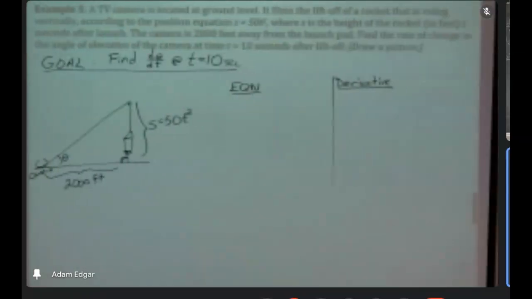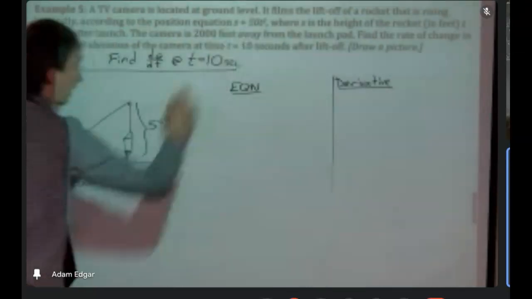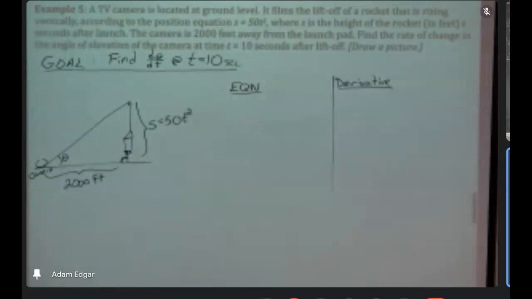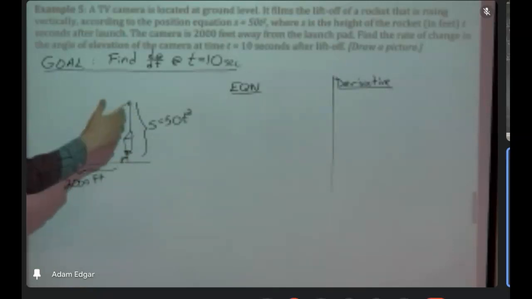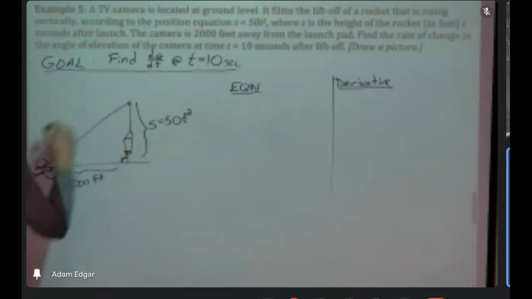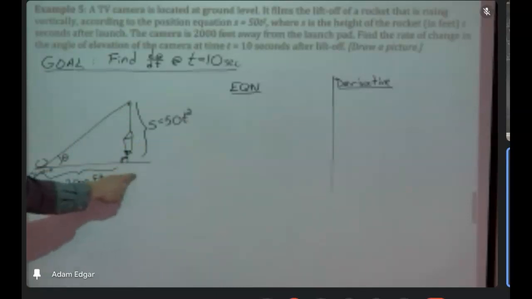All right, so we've got our camera on the ground, located at ground level, and we're filming a rocket rising vertically, and the height of the rocket is s equals 50t squared. The camera is 2,000 feet away from the launch pad, so the camera's over here, not right next to the rocket. And then the camera is following the path of the rocket.